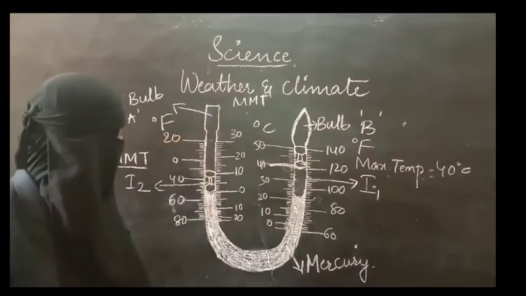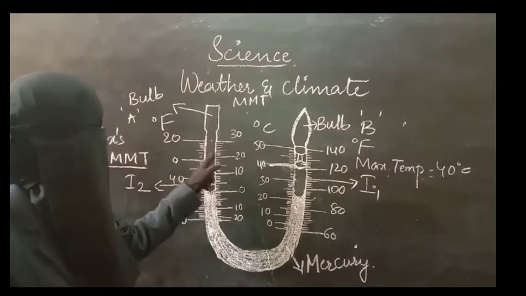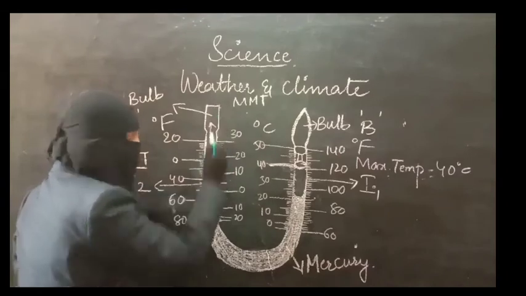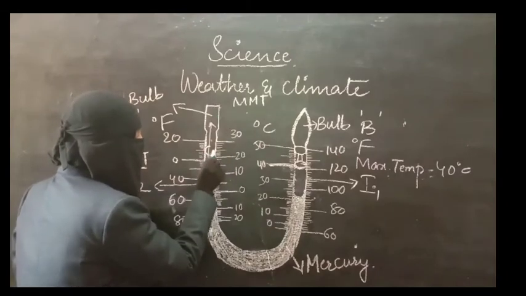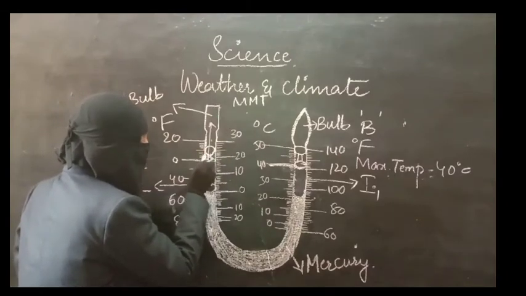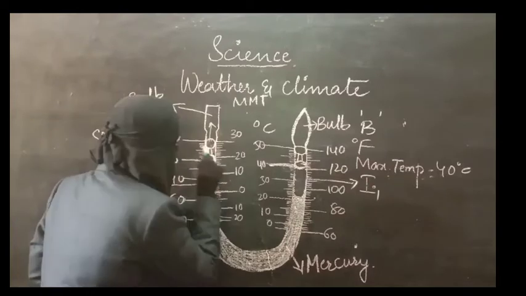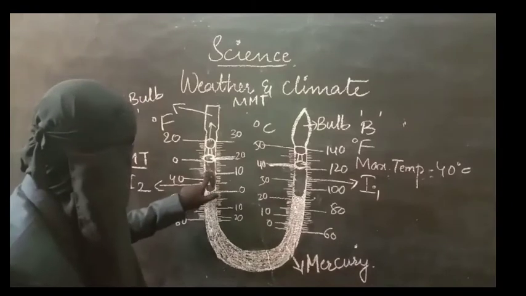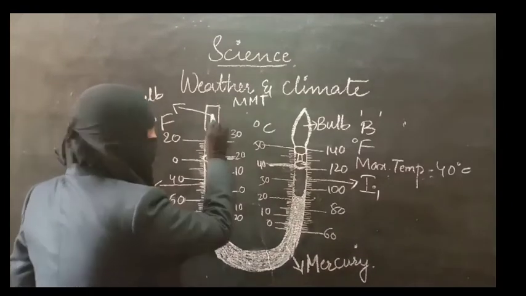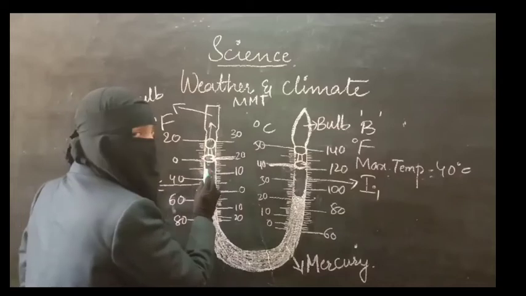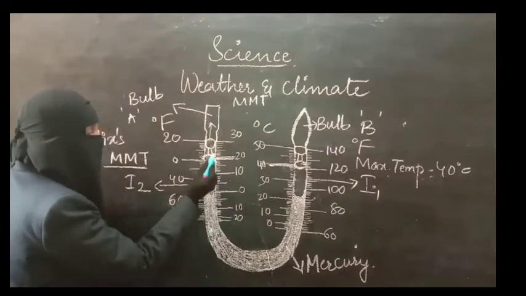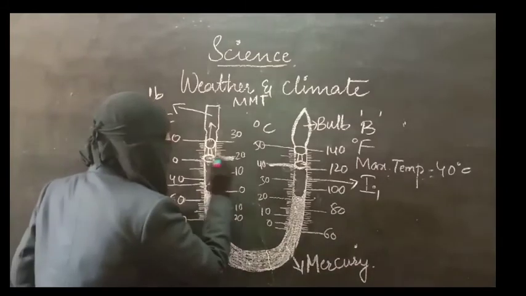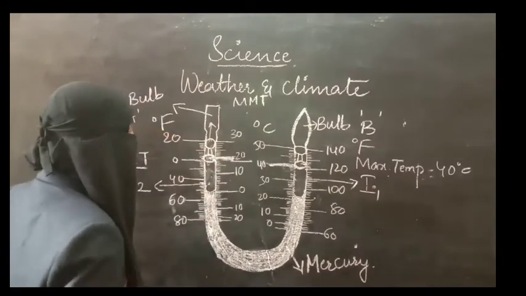And when the temperature decreases, the alcohol present in bulb A will contract. As the alcohol contracts, this indicator will move up and it will stop at a certain position. For example, here it is going, see here. So it is near 20. As alcohol is contracting, the indicator will move up. This indicator is I2, I2 will move up, and at this point it is going to stop. So this line, what is the temperature here? That is 20 degrees Celsius.